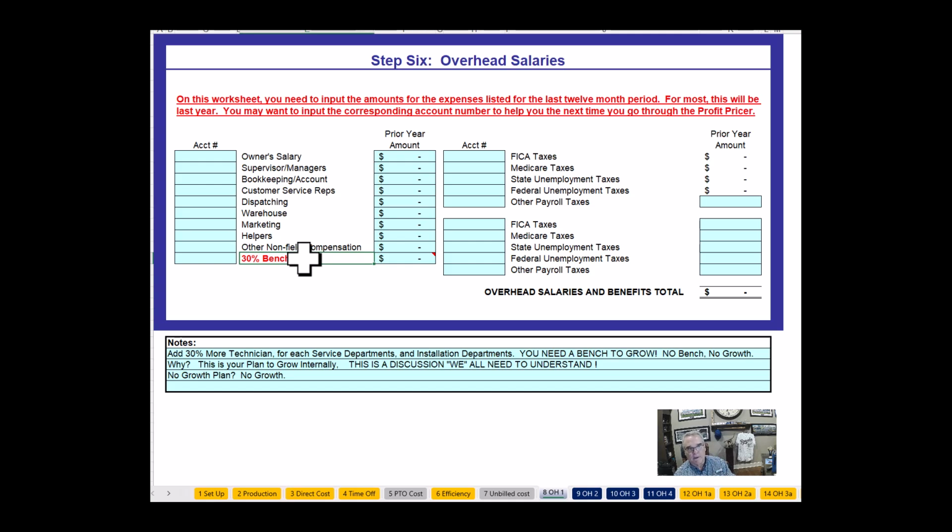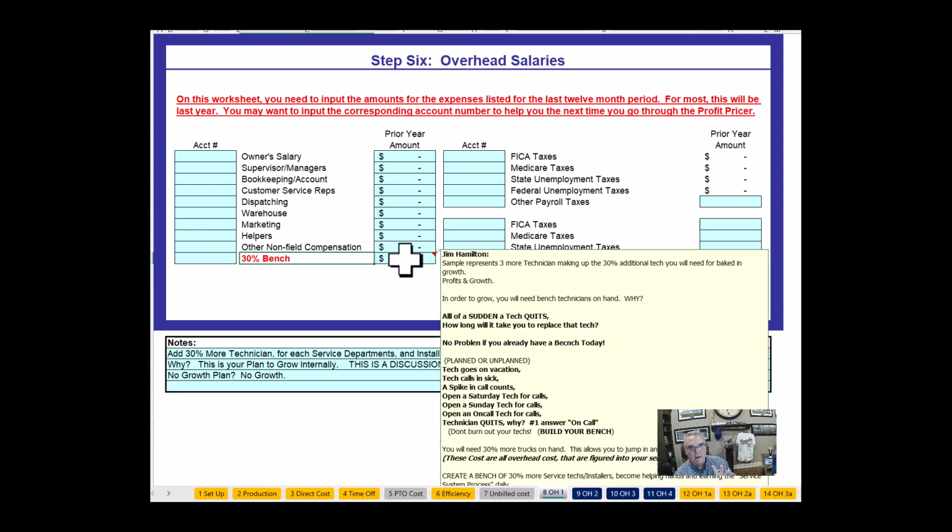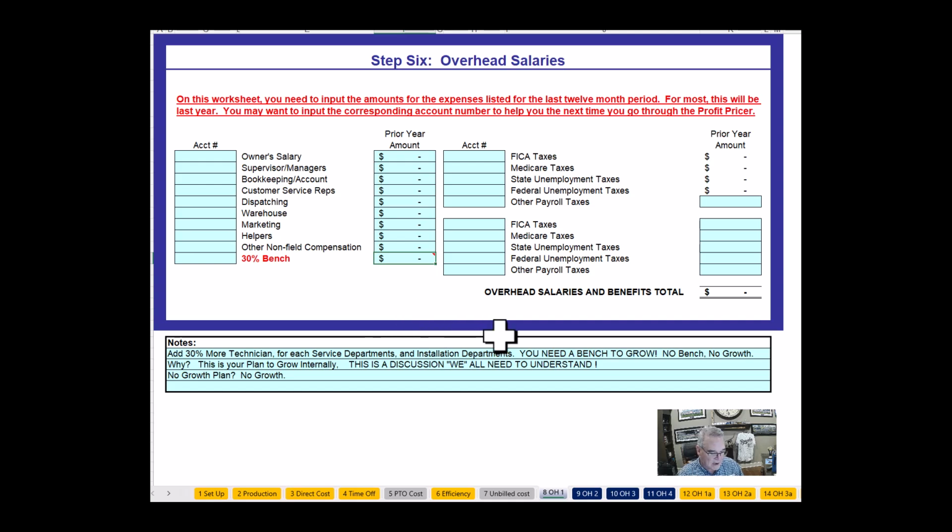So it's very critical that this bench is understood. Okay? So go ahead and put in your chart of accounts the cost here. If you've got 30% and you guys pay a guy, let's say $75,000 a year, whatever, so this would be $225,000, and that would be your bench cost.